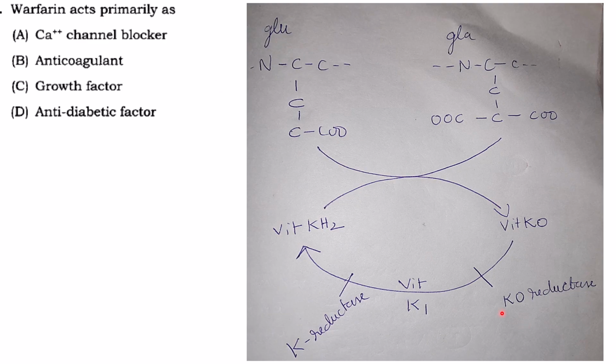Warfarin, it will inhibit the KO reductase, thereby blocking the formation of vitamin K1 from vitamin KO. Now vitamin K1 is blocked means vitamin KH2 is also blocked. Now vitamin KH2 blocked means it cannot be oxidized back to vitamin KO. Now no reaction of conversion of vitamin KH2 to vitamin KO means there is no gamma carboxylation of your coagulation factors. So coagulation factors will have very less biological activity.